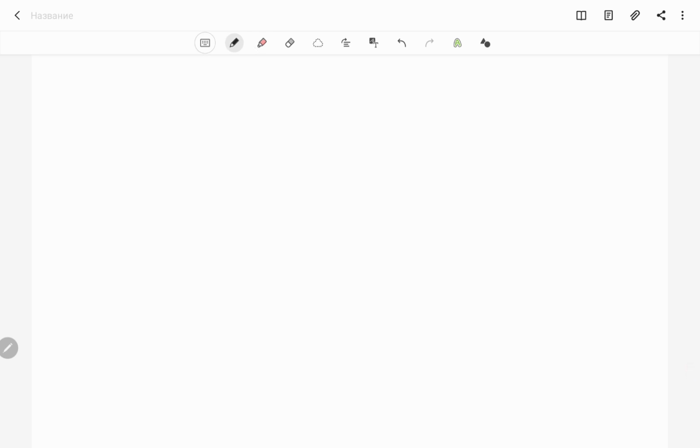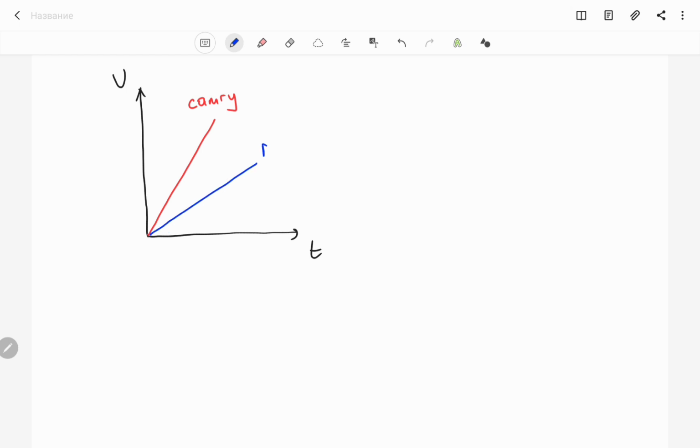So let's give a simple example. We have a velocity time graph, and we have two cars moving with different accelerations. Let's say this is a Camry, the red one, and the blue one is Priora. We need to find out which car accelerates faster, quicker, we can say.